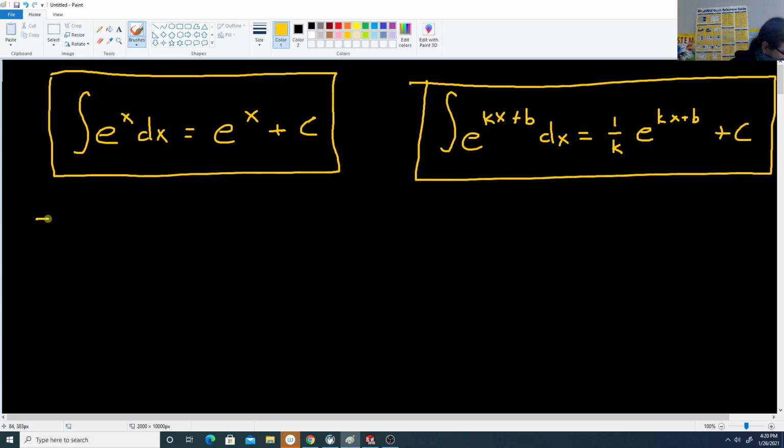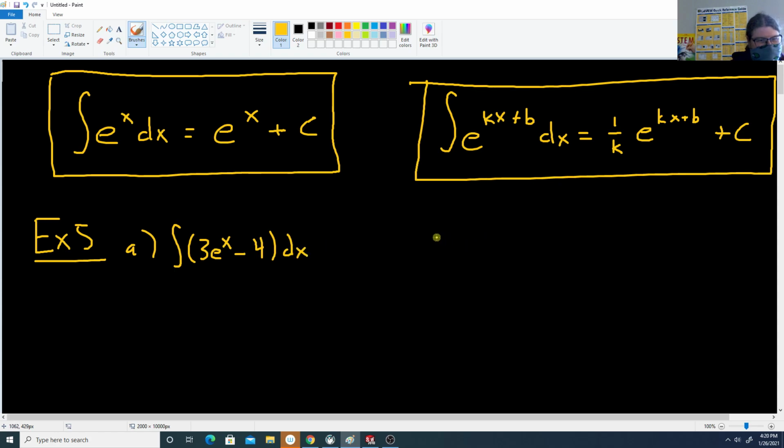So we'll take a look at two integrals here. This is example 5. For part A, we want to figure out the integral of 3 e to the x minus 4 dx. And then part B over here, they want us to find the integral of 12 e to the 7 minus 3x dx.